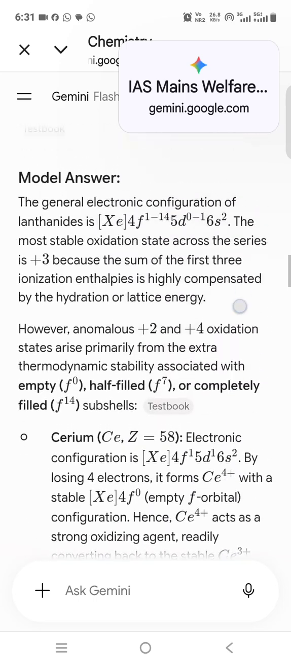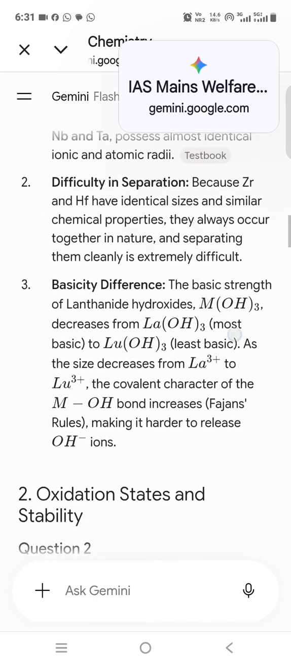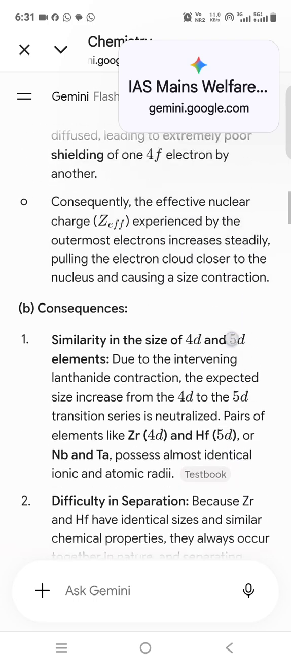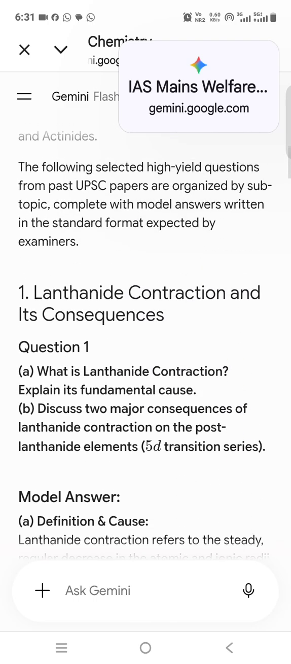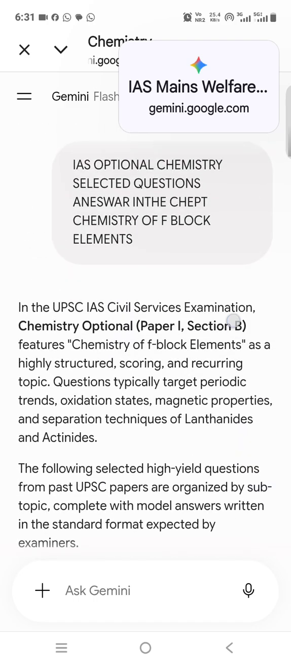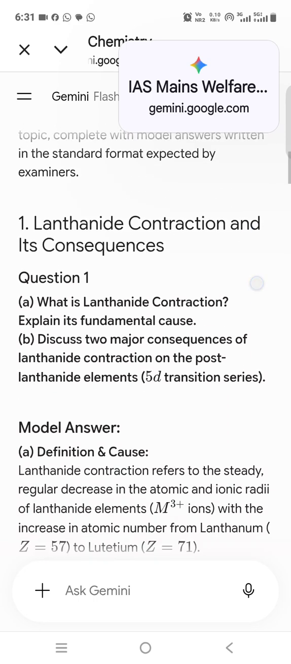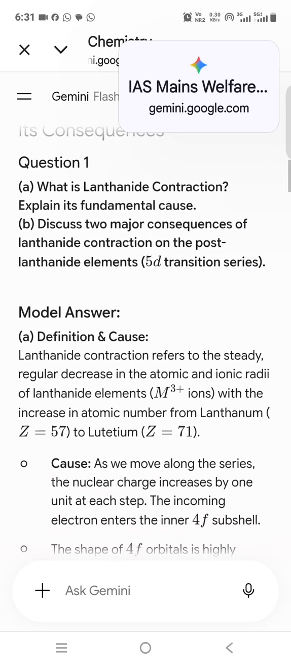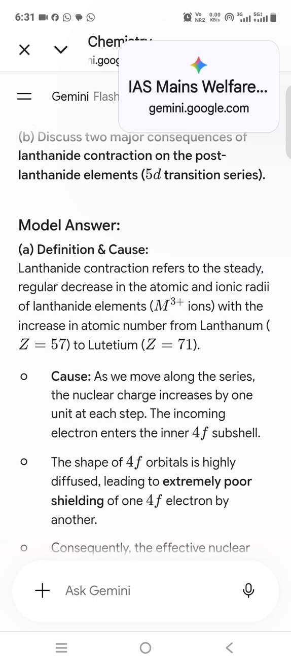Lanthanide contraction refers to the steady, regular decrease in the atomic and ionic radii of lanthanide elements, M3+ ions, with the increase in atomic number from lanthanum, Z equals 57, to lutetium, Z equals 71. Cause. As we move along the series, the nuclear charge increases by 1 unit at each step. The incoming electron enters the inner 4f subshell. The shape of 4f orbitals is highly diffused, leading to extremely poor shielding of one 4f electron by another. Consequently, the effective nuclear charge, Z_eff, experienced by the outermost electrons increases steadily, pulling the electron cloud closer to the nucleus and causing a size contraction.